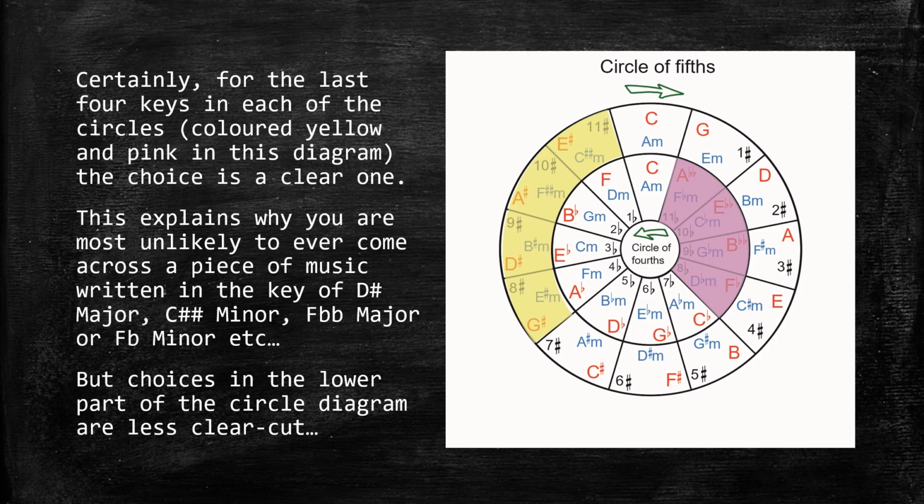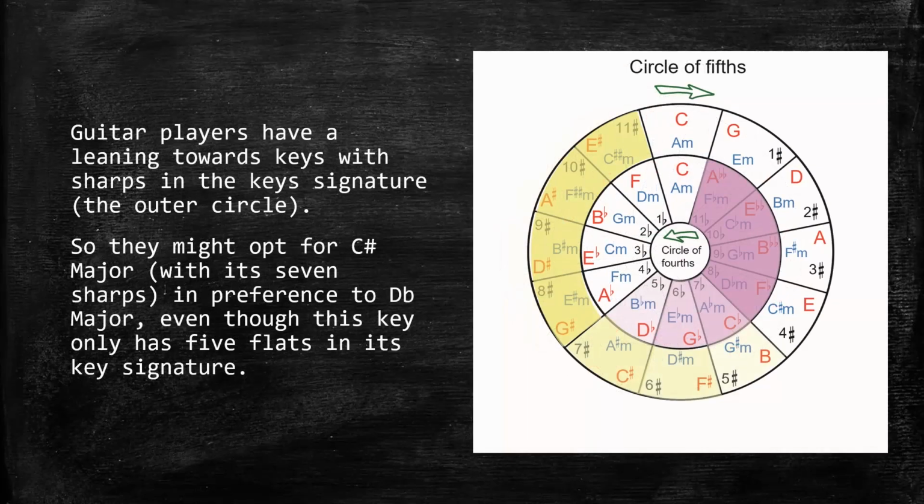But the choices in the lower part of the circle diagram are less clear-cut. Guitar players have a leaning towards keys with sharps in the key signature, the outer circle. So they might opt for C sharp major with its 7 sharps in preference to D flat major, even though this key only has 5 flats in its key signature.